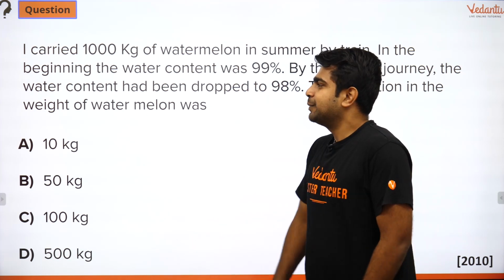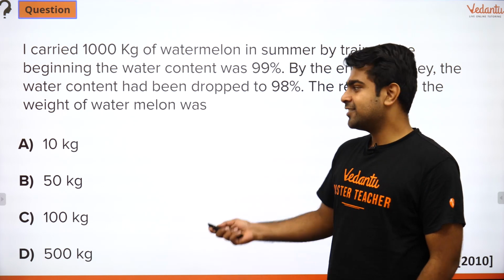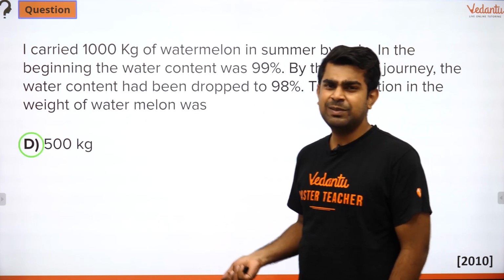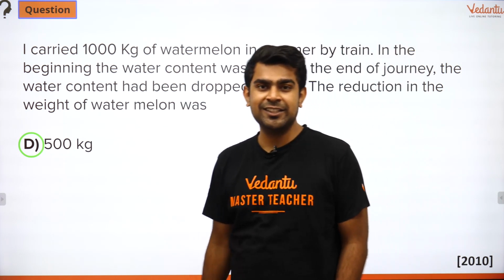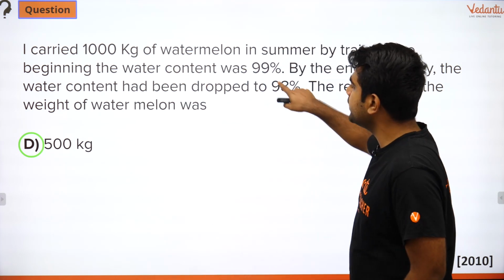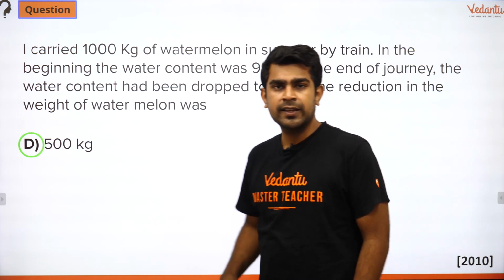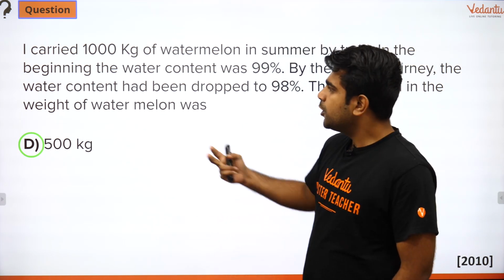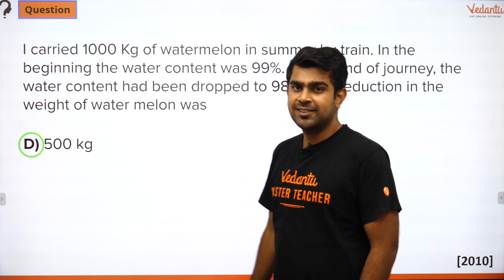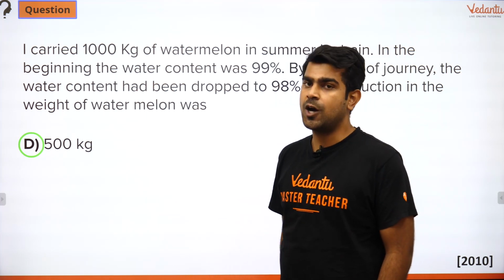By now you must have guessed it. The answer is 500, guys. So 500 seems like a very huge number, right? Because the entire watermelon itself is 1000 kg, and the water content has reduced only by 1%. But still your weight of watermelon is coming to 500. How is that happening? Let us try to solve it and understand.